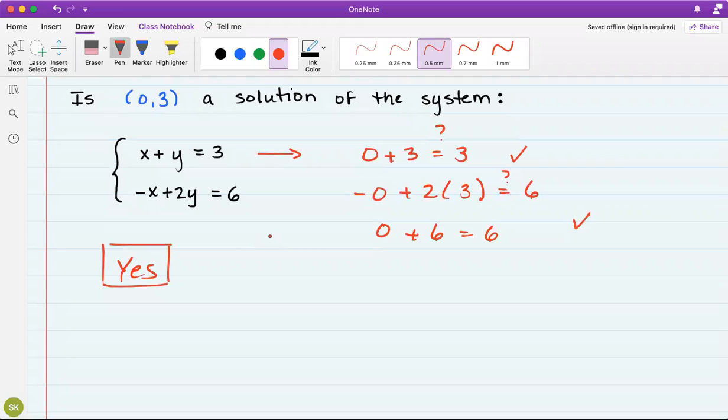So for each one of these problems I just showed you, I gave you this system, and I was giving you points and asking you, are these solutions to the system? So let's say I give you a system and I ask you to find all the solutions. You wouldn't want to go and plug in every single point you can think of, because you might not find the solution. So we're going to look at some ways to find the solution of a system. And we're going to talk about how many solutions a system can have.